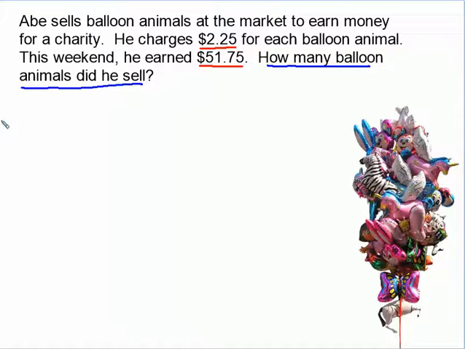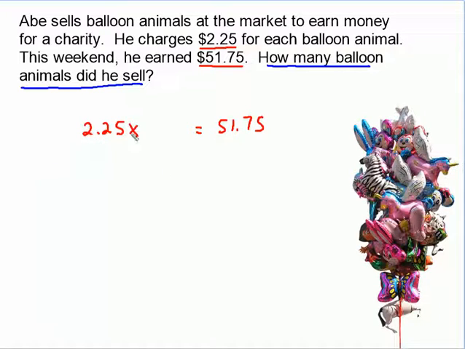So what do we know? We know that he charged $2.25 for every animal. And we know that this weekend he earned $51.75. What we don't know is how many balloon animals he sold. But we do know that he charged $2.25 for each one of them. So $2.25 times each animal gives us what he earned. So we will solve our equation.